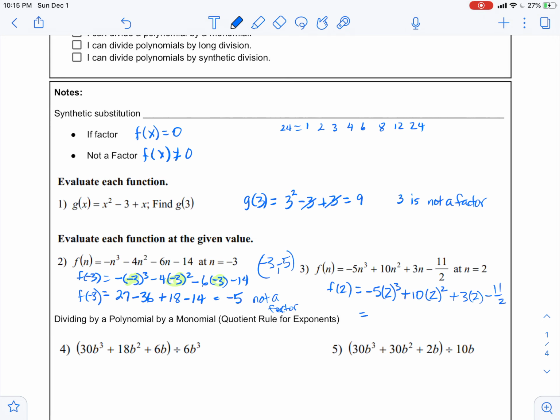So let's see if we can do this one here. So 2 cubed is 8 times 5. That would be a -40. And that would be a +40. So that's pretty good. Those already zero out.